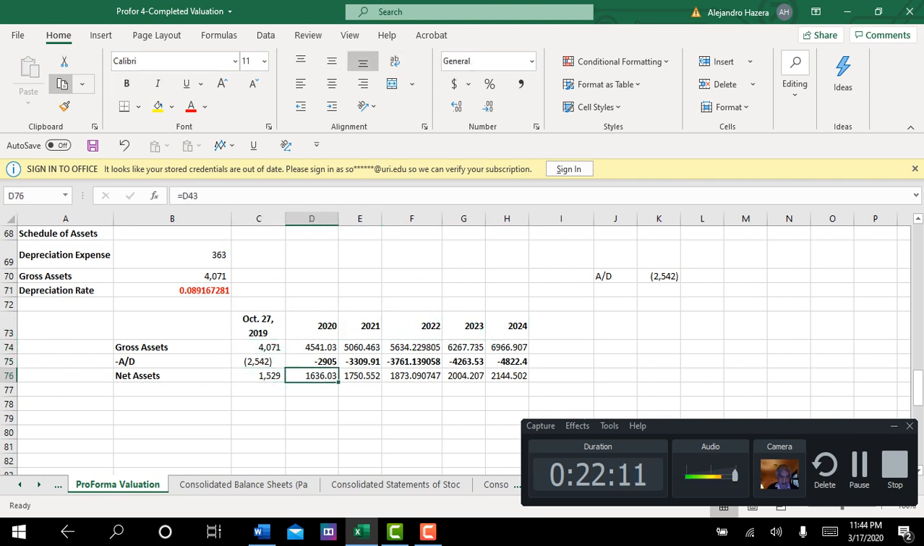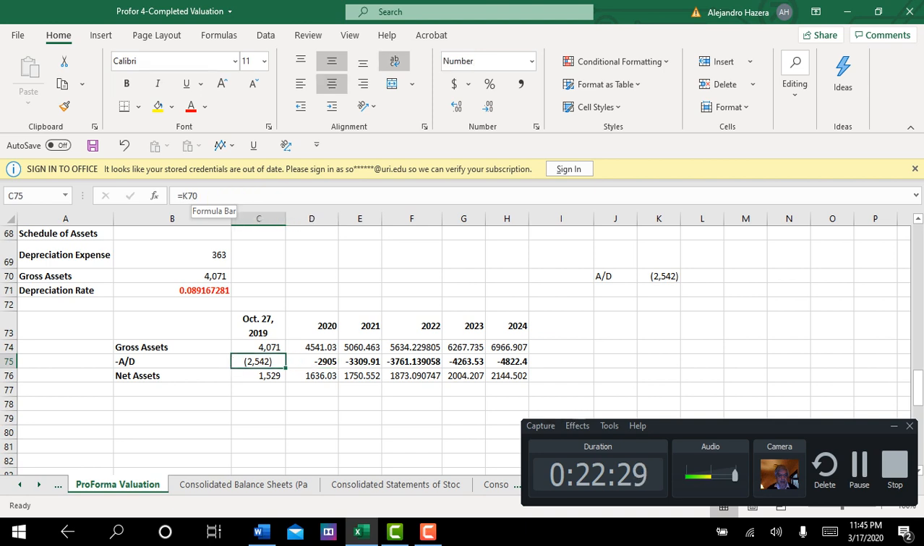All these numbers here are equal to row 43 across the board. That's my net assets up on the balance sheet. So that's where I started. Then I computed, and I'll leave this up for a second, my accumulated depreciation.